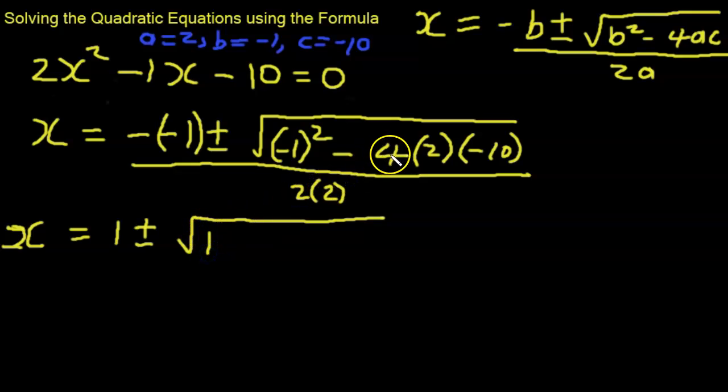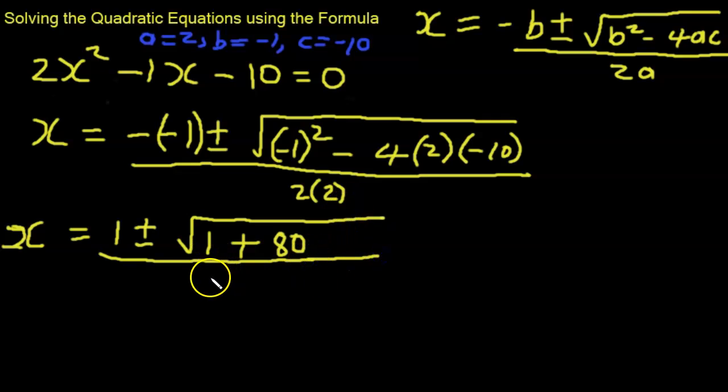Here, careful, you're multiplying negative 4, 2, and negative 10. The negative 4 times the negative 10 gives you positive 40. And positive 40 times 2 gives you positive 80. All over, the denominator is 2 times 2. 2 times 2, what's that? 4. So x equal to 1 plus or minus the square root of 81. And what's the square root of 81? That's 9, right? So 1 plus or minus 9 over 4.